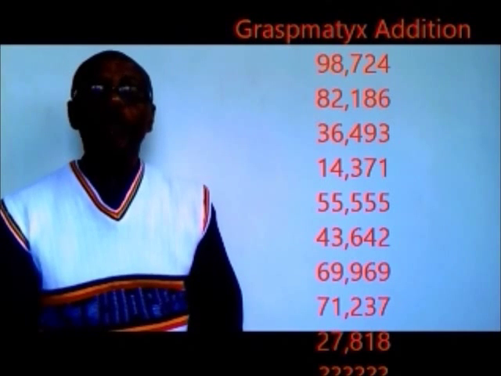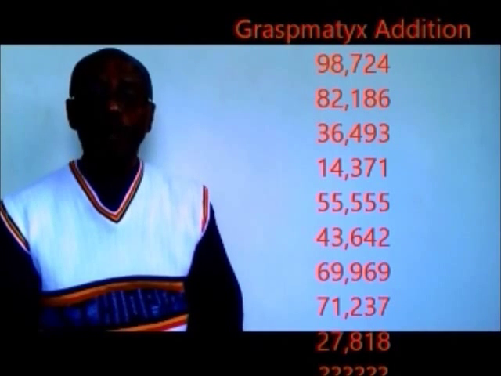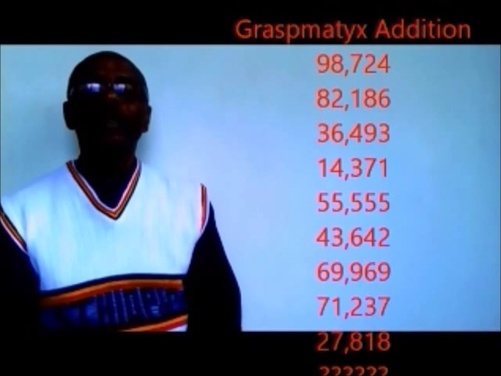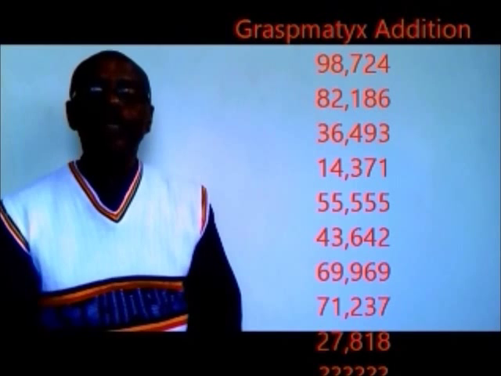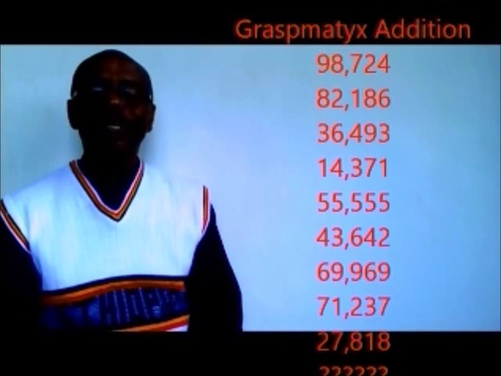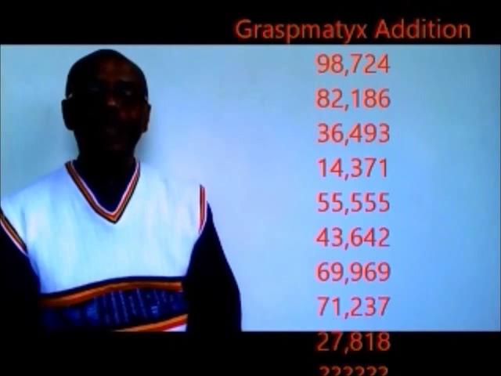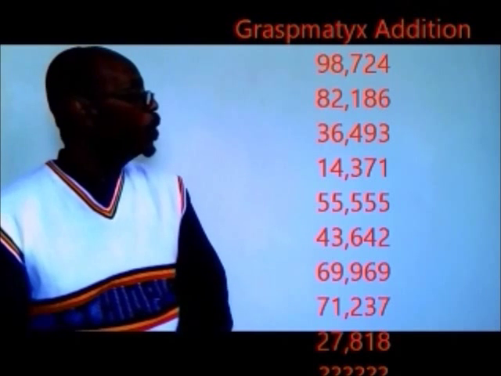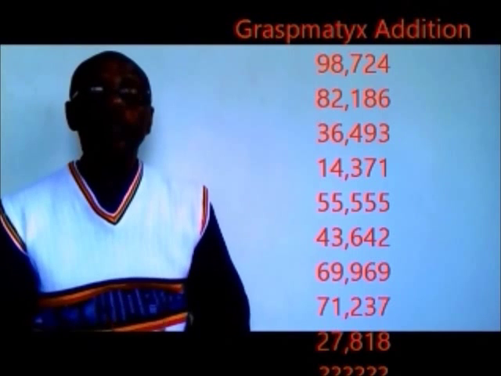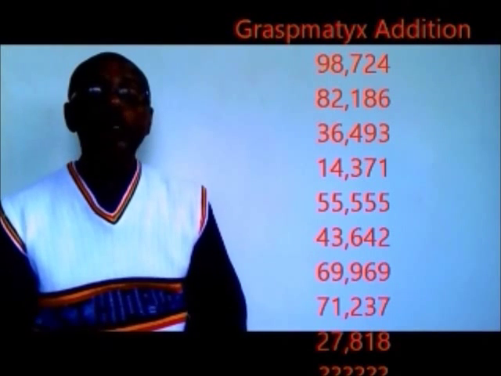14,371. Now your middle number is all 5s, 55,555. And below that, 43,642 plus 69,969 plus 71,237 plus 27,818. This is what I want you to do. Add them up and see what you get for the answer. Note here the center numbers are all 5s. How are you going to figure this out now? This is very important.